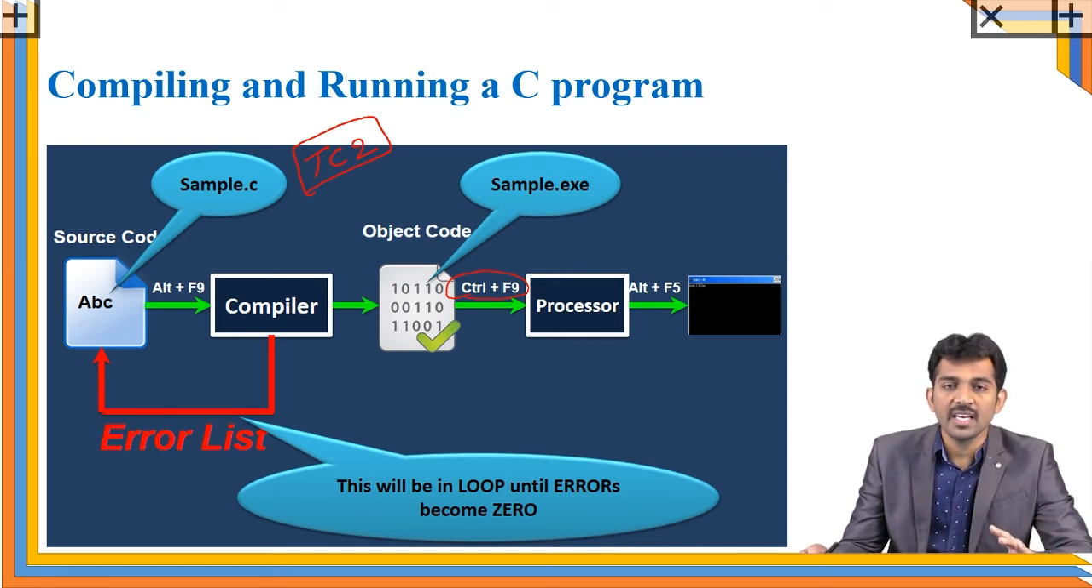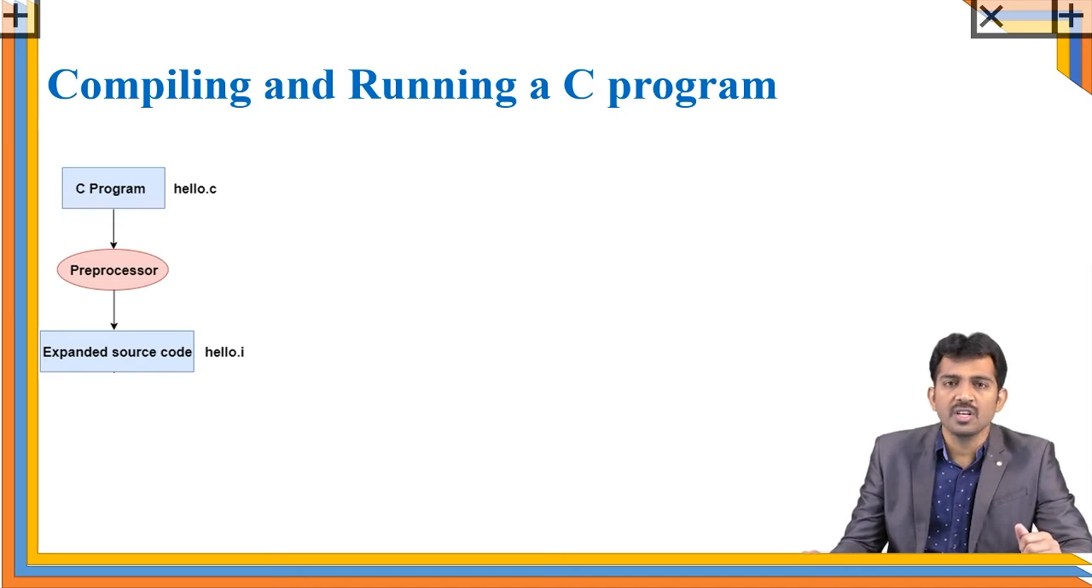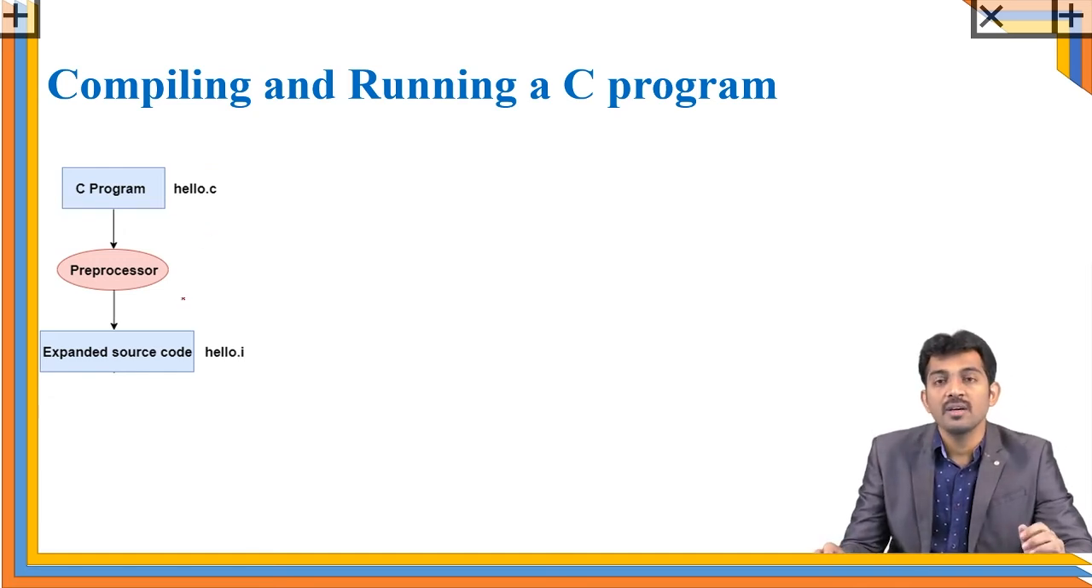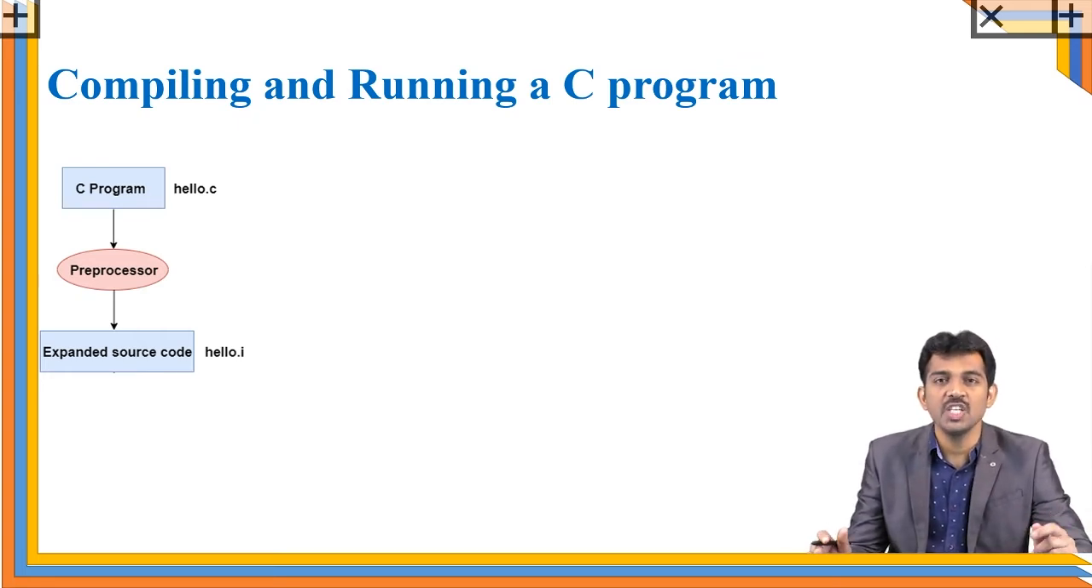So, compile time errors and runtime errors. Two kinds of errors are there. We'll learn them one by one, and we'll see the procedure one by one. The first thing, preprocessor. What is the purpose of the preprocessor? Whatever program you wrote, the preprocessor expands it. Means the preprocessor expands your code.